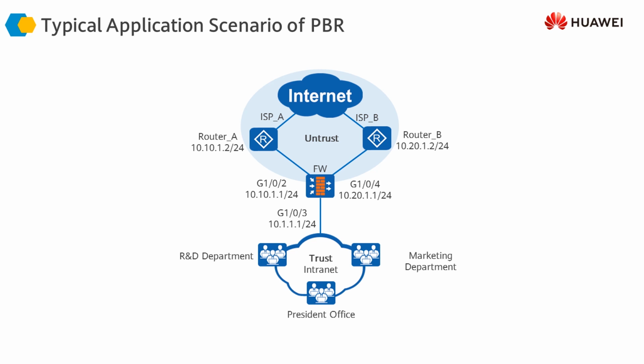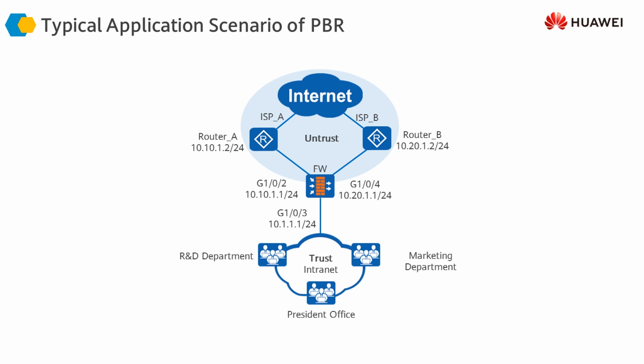What we want to do is send traffic from the president's office and the marketing department through ISP A, and send the traffic of the R&D department through router B, or through ISP B. Probably because the link to ISP A is a high bandwidth link and the link to ISP B is a low bandwidth link but a low cost link as well. So that's probably why we want to distribute traffic accordingly.